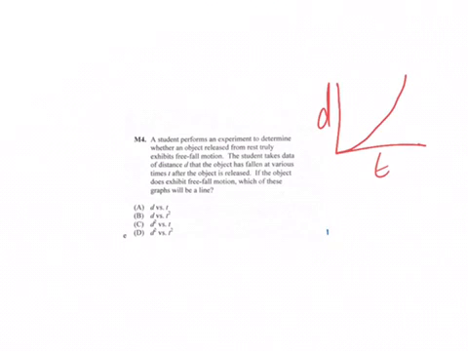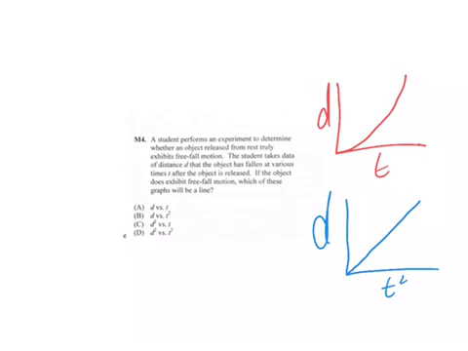Number 4. A student performs an experiment to determine whether an object released from rest truly exhibits free fall motion. The student takes data of distance and time. If these objects exhibit free fall motion, which of these graphs will be a straight line? Well, remember, distance versus time is curved, but distance versus time squared is linear. So it should be B, distance versus time squared.